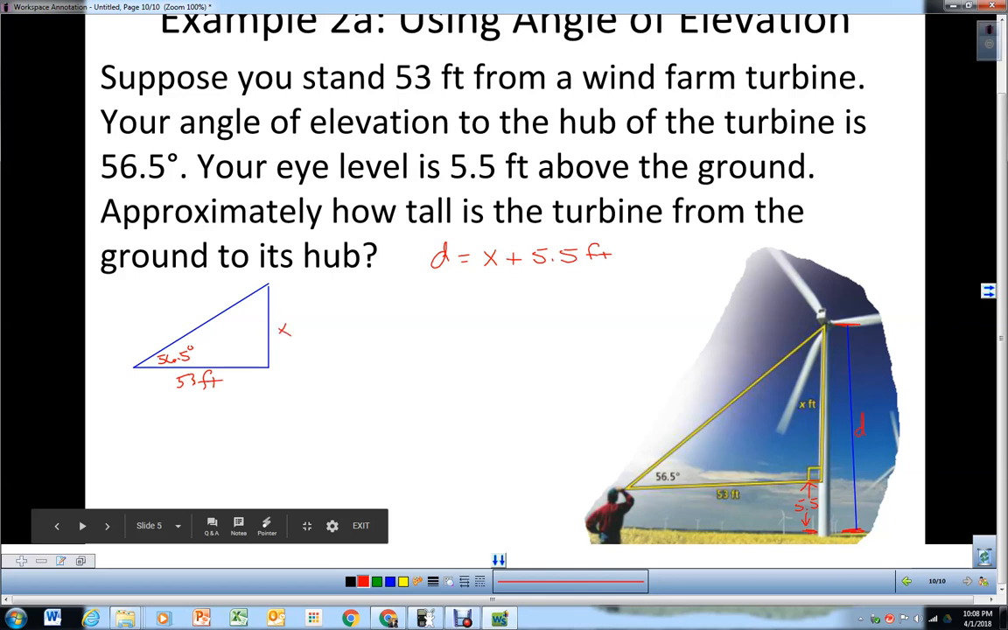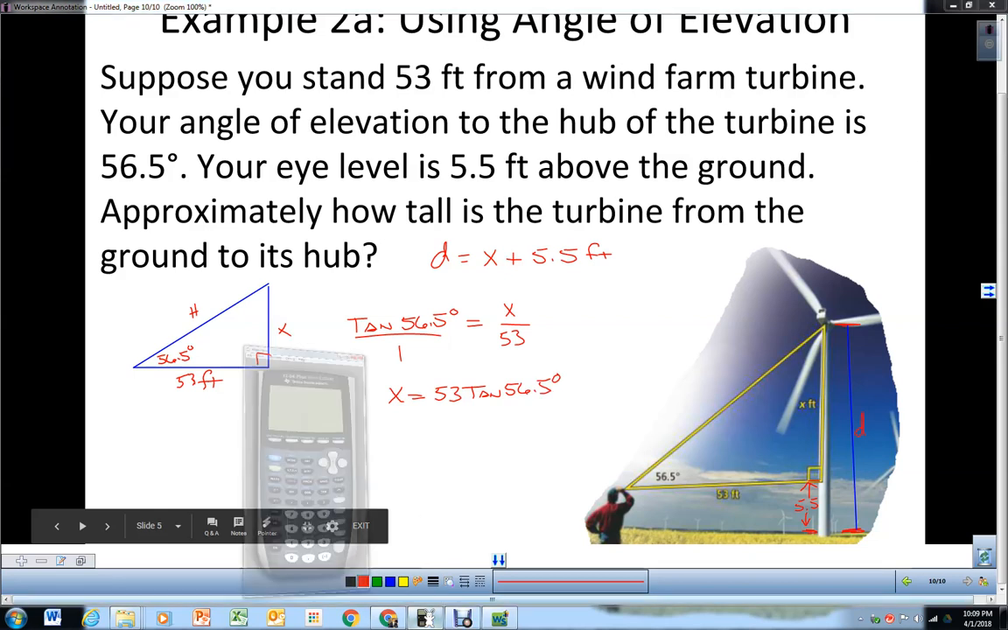So which trig function uses the opposite side from the angle? This is our reference angle, opposite side and the adjacent side. There's no hypotenuse, so that means this is going to be tangent. So we're going to take the tangent of 56.5 degrees and set it equal to x over 53. The opposite side goes on top, the adjacent leg goes on bottom. Once again, we're going to make it into a proportion by putting it over 1 and cross multiplying. 1 times x is x, and then we get 53 times the tangent of 56.5 degrees.